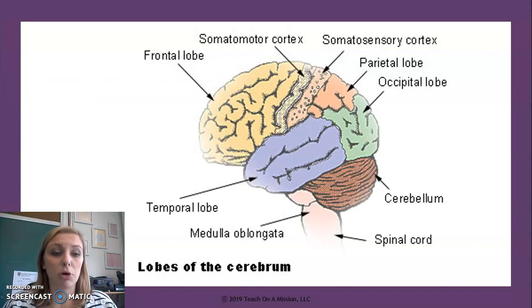The cerebral cortex is broken down into lobes, so different parts of the brain, and we're going to go over each one specifically, so don't worry about labeling right now unless you want to pause and do that labeling. We're looking at this top part of the brain up here, all of these folds that overlay the structures that we talked about in the last video.